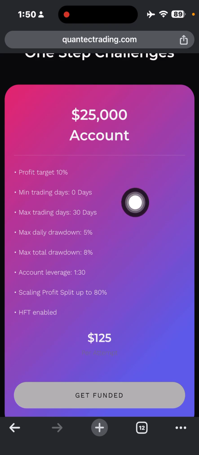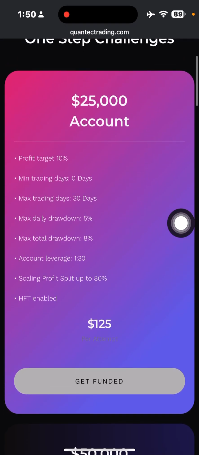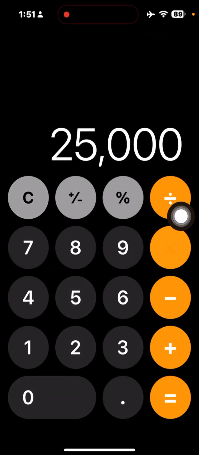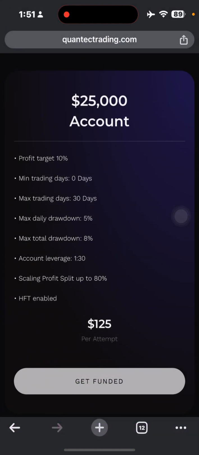Why do they give you this account? They are giving you strict rules. Your target is to make 10%, and you must not lose more than 1,250 on a single day, and the maximum drawdown is 8%. 25,000 times 8% means the total loss that they allow on this account is 2,000.